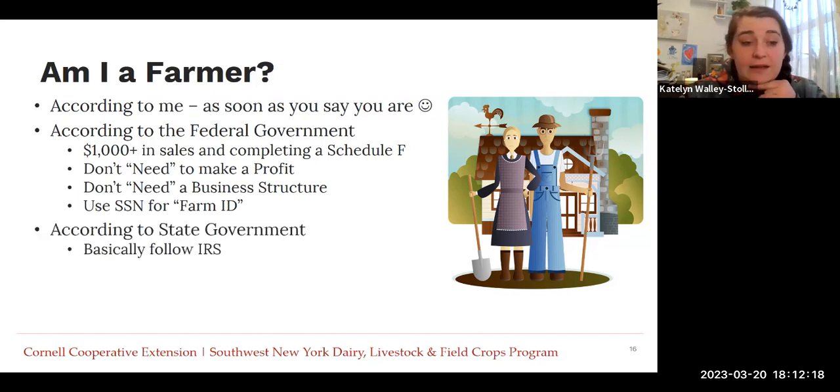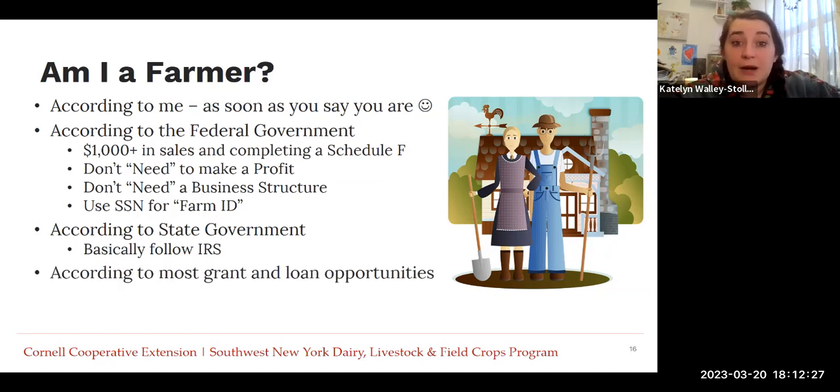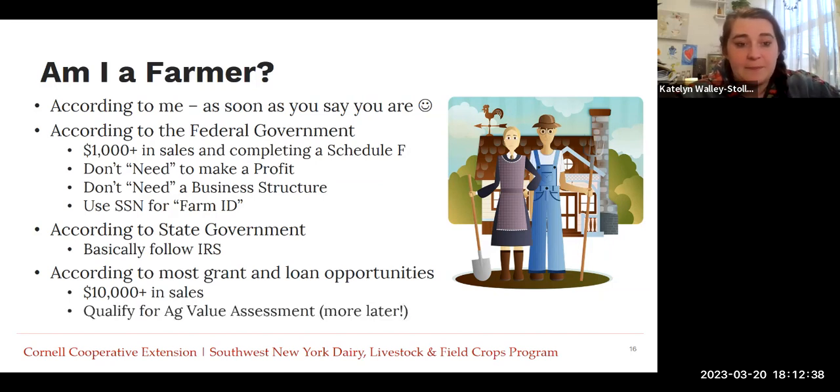According to the state government, New York State, for the most part, follows IRS guidelines for whether or not you're considered a farm business. According to most grant opportunities, loan opportunities, and some tax credit opportunities, you have to have $10,000 in sales. And again, that's sales, not profit. That's how you end up qualifying for something called the Ag Value Assessment, which is typically the first goal, I would say, when you're starting a beginning farm.